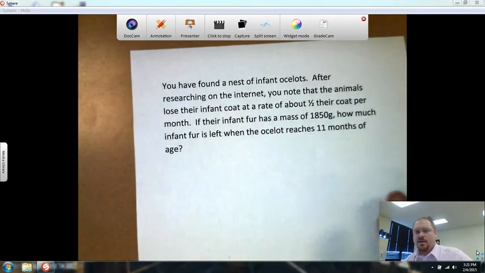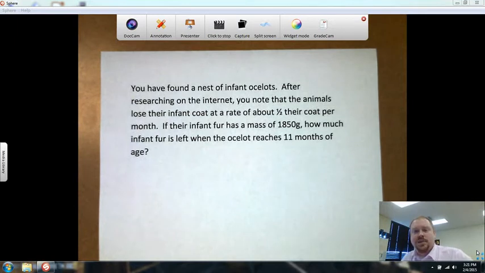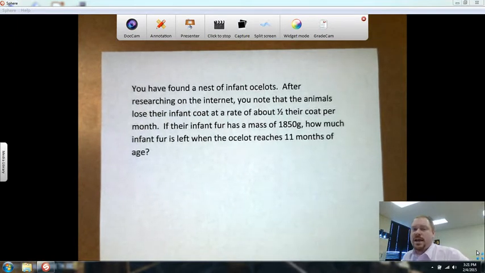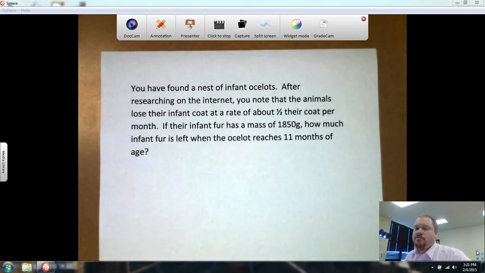In our first example, it says, you have found a nest of infant ocelots. After researching on the internet, you know that the animals lose their infant coat at a rate of about half their coat per month. If their infant fur has a mass of 1,850 grams, how much infant fur is left when the ocelot reaches 11 months of age? Now, if you research this, you're going to note that I totally made up this 1,850 number. But it fits for what we're looking for.